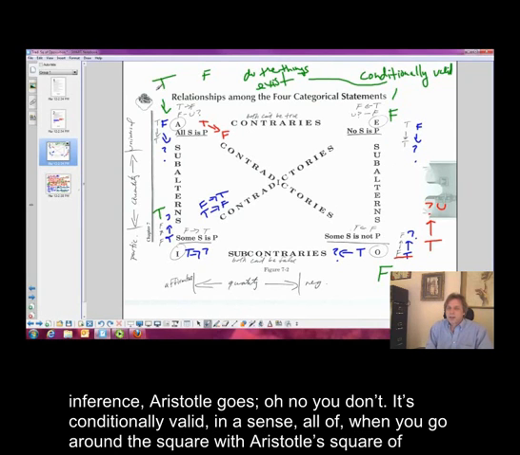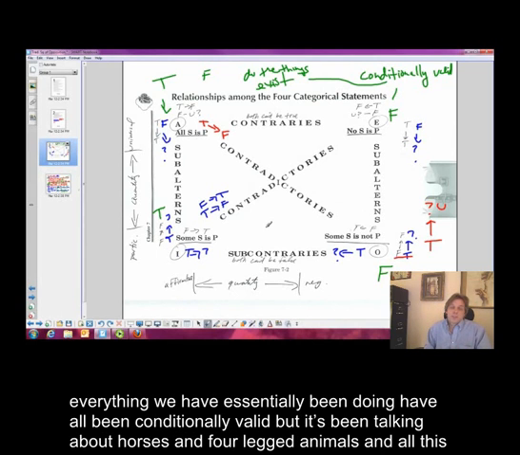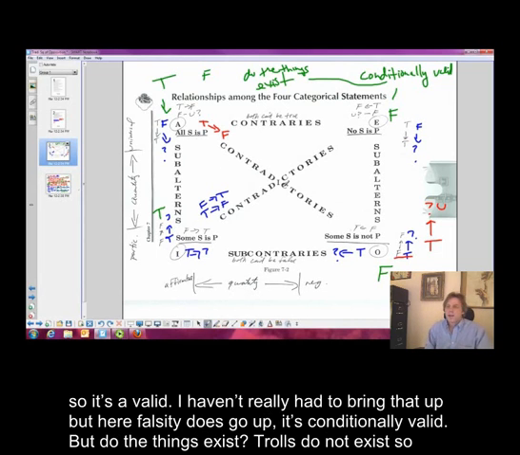It's conditionally valid. In a sense, when you go around the square with Aristotle's square of opposition, everything is conditionally valid if it works. You just have a quick second test. Double check to see if it's talking about real things. So everything we essentially have been doing has all been conditionally valid, but it's been talking about horses and four-legged animals and all this, so it's valid. I haven't really had to bring that up. But here, falsity does go up. It's conditionally valid. But do the things exist?